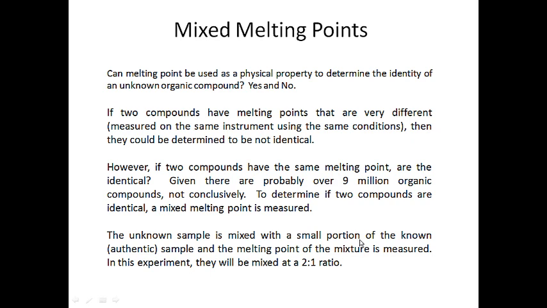And so what you do here is you take the unknown sample and you mix it with a small portion of the known material. And then you measure the melting point of that mixed sample. In this experiment, we're going to mix 2 parts of unknown solid to 1 part of a known authentic, and see what the melting point of that mixture is.